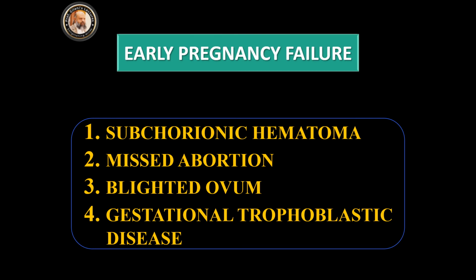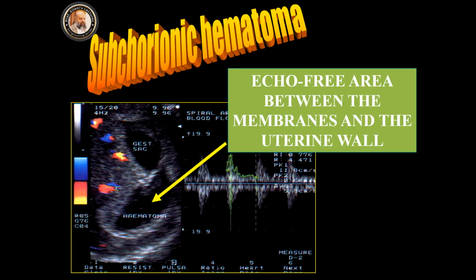Then comes the early pregnancy failure, which can be accompanied by subchorionic hematoma or missed abortion, or due to blighted ovum or gestational trophoblastic disease. Let's discuss these four causes one by one. Subchorionic hematoma can be a cause of miscarriage.